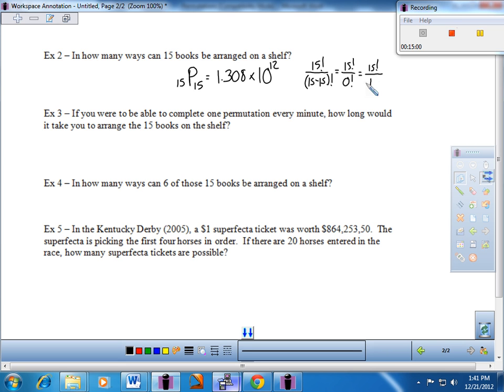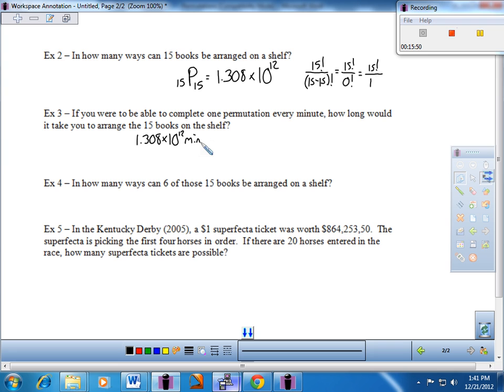So now same deal. Oh, no, I'm sorry, there's one thing to do first. It says if you were to be able to complete one permutation every minute, how long would it take you to arrange the 15 books on the shelf? I guess this problem is just to give us a context of how large that number is. And so this is the number of permutations. So what if I could do 1 per minute? So this is how many minutes it would take if I was to do 1 permutation every minute.